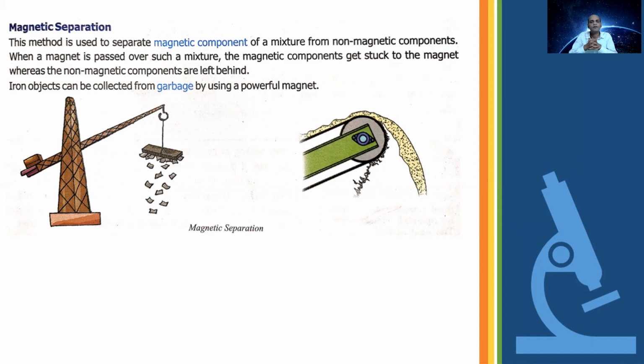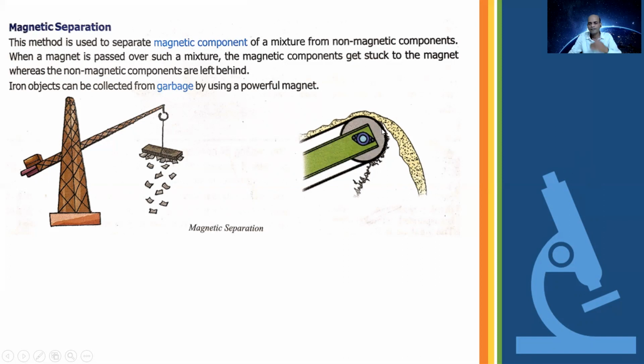Now what can be done to separate them? We can do one thing. We can take a big magnet like this, and if we put it over the sand, the iron particles can come up, right? Or we can make the garbage flow on a belt, and then there is the magnetic field. Here a magnetic field is created. Then what happens?